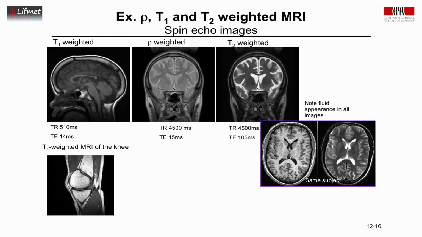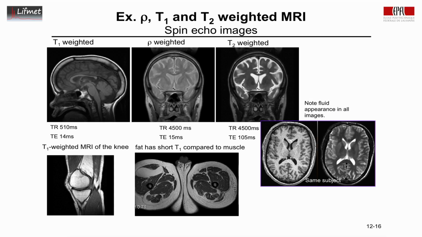Here's an example of a T1 weighted image of the knee, and this is of the muscle, also T1 weighted. So fat typically has a short T1 compared to muscle, so we get good contrast. This is the fat, this is the bone, and here we have a lipoma in this unfortunate patient. So this is showing the fat signal.